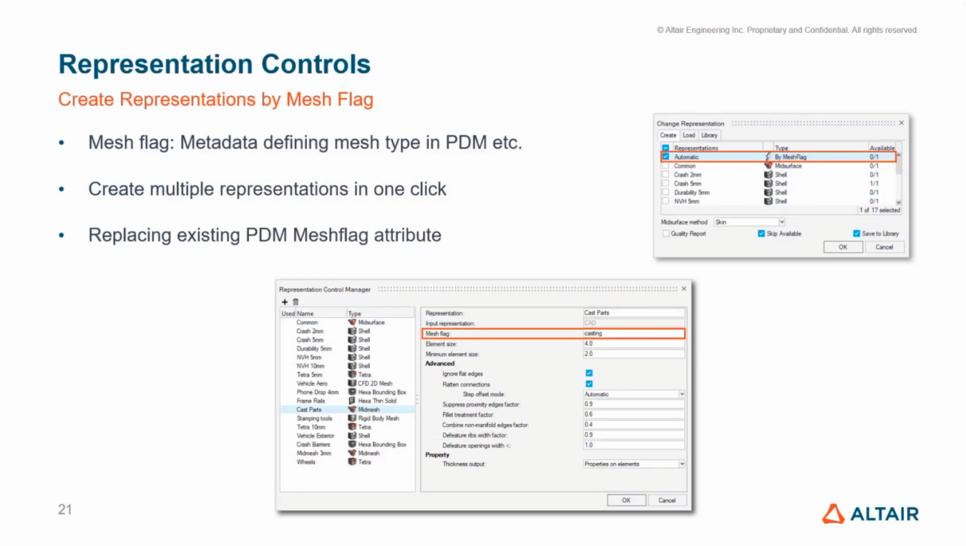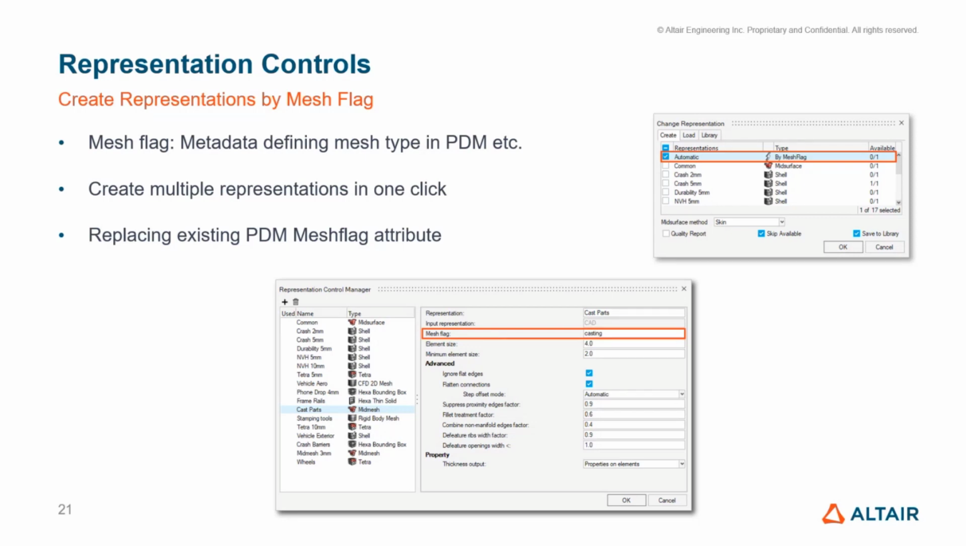In HyperMesh, all parts have a PDM mesh flag attribute, which is basically used to determine the way that the parts should be modeled. Sometimes design teams assign this PDM mesh flag attribute, and other times the CAE engineers do so. As you might already have noticed, all rep controls also have a mesh flag attribute on them.